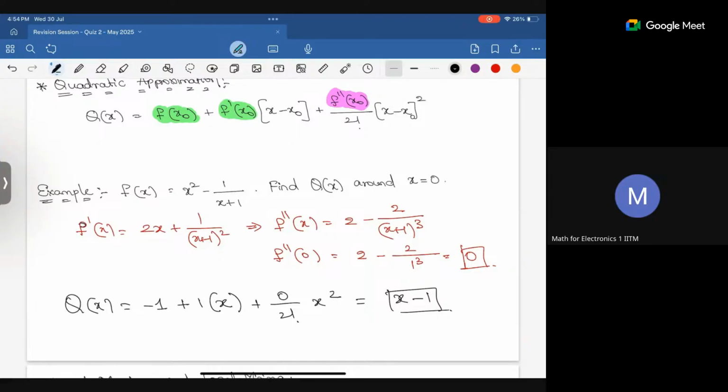Which states that for this function f of x is equal to x square minus 1 by x plus 1 around x equals 0, linear approximation is equally as good as the quadratic approximation. Okay, but this may not be true for every other example, so be careful about it. Here f double prime of 0 turned out to be 0, that is why we got the same expression. If f double prime of 0 is something else, we'll have that term also here. Okay, I hope you all got the sense.